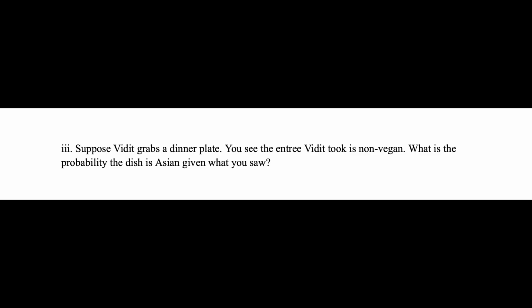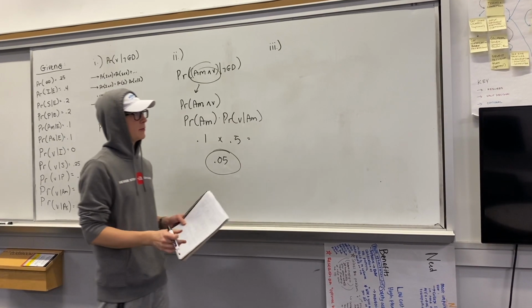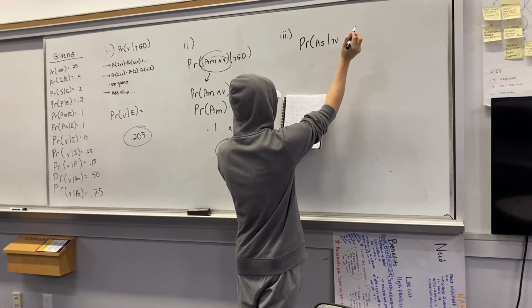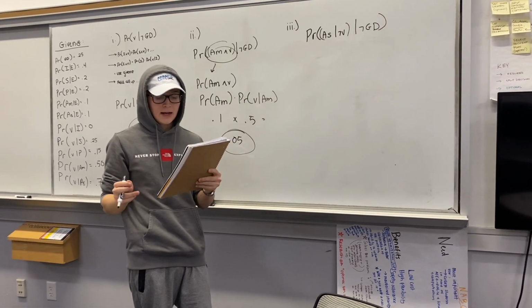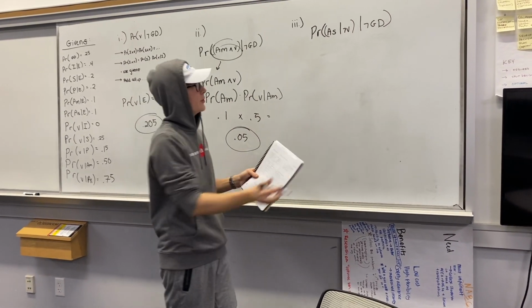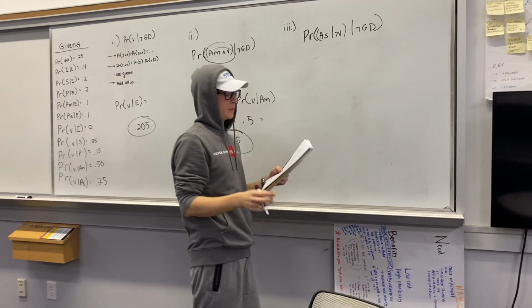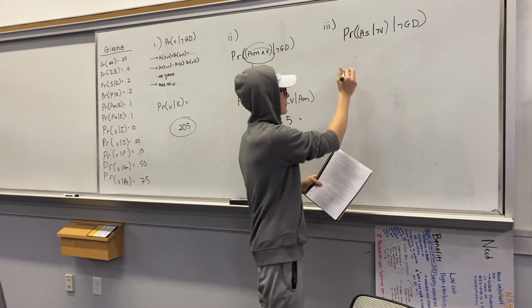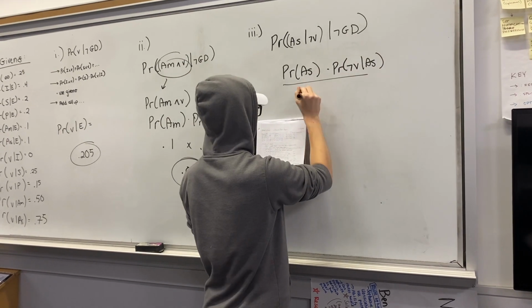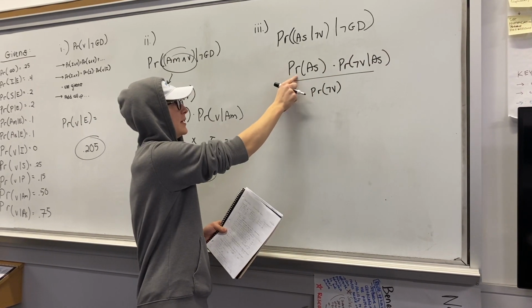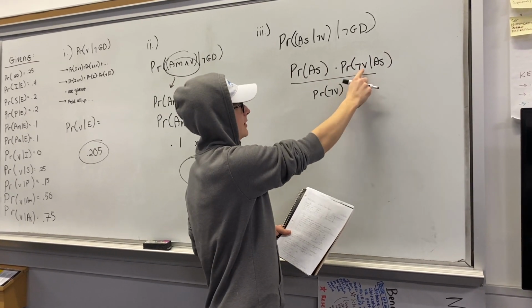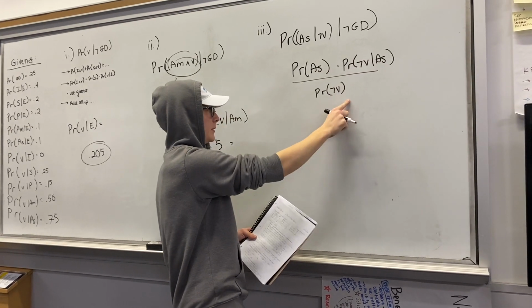The third part of our problem says, suppose Vidit grabs a dinner plate. You see that the entree Vidit took is non-vegan. What is the probability the dish is Asian, given what you saw? Again, we're first going to start by rewriting this question. For this question, we have to use Bayes' rule because we don't know how to solve this yet. When we rewrite it with Bayes' rule, we get the probability that the dish is Asian times the probability that the dish is non-vegan given that it's Asian, all over the probability that it's non-vegan.